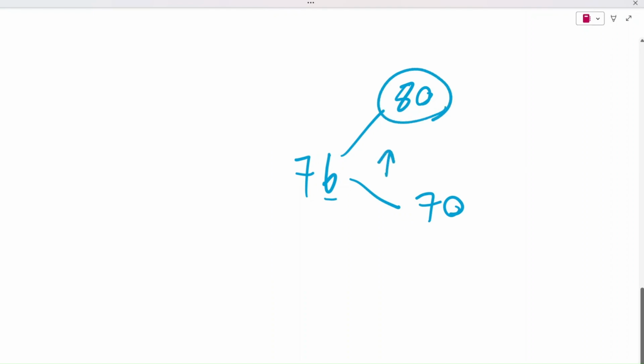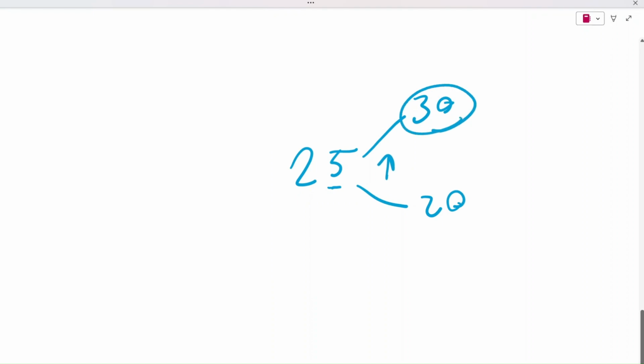Say we have, let's say, 76. This can either be 80 or it could be 70. Well, we know 6, we round up, so we get 80. Say we have 25. We can either get 30 or we can get 20. Well, we know 5 rounds up, so we'll get 30.